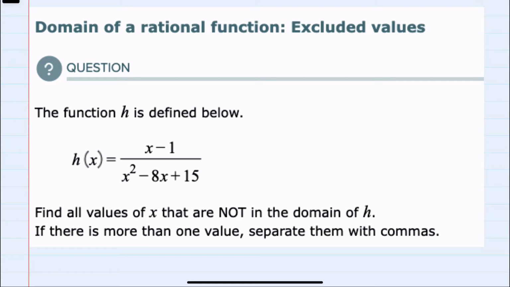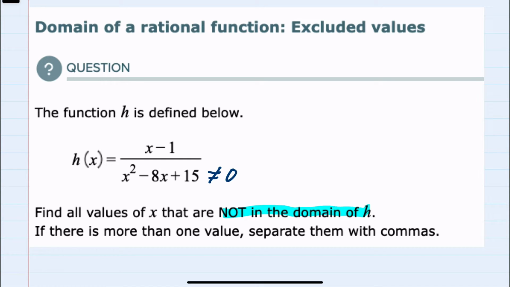In this video, I'll be helping you with the ALEKS problem type called domain of a rational function, excluded values. We're given the function h of x and asked to find all the values of x that are not in the domain of h. And the limiting factor here is that we have a fraction and we know that the denominator can't be 0. So our x squared minus 8x plus 15 cannot be equal to 0.